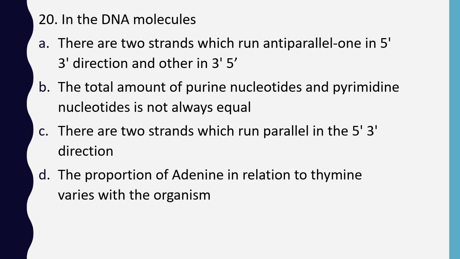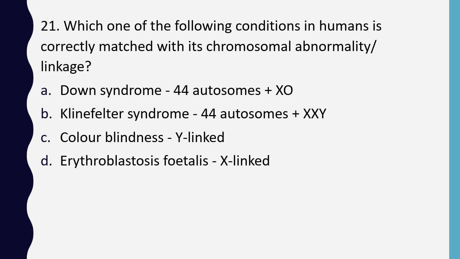Question number 20. In the DNA molecules, option A, there are two strands which run anti-parallel, one in 5' to 3' direction and other in 3' to 5' direction. The total number of purine nucleotide and pyrimidine nucleotide is not always equal. There are two strands which run parallel in 5' to 3' direction. The proportion of adenine in relation to thymine varies with the organism. In DNA molecule, which of the following statement is correct? The correct answer is option A. There are two strands which run anti-parallel, one in 5' to 3' direction and other in 3' to 5' direction.